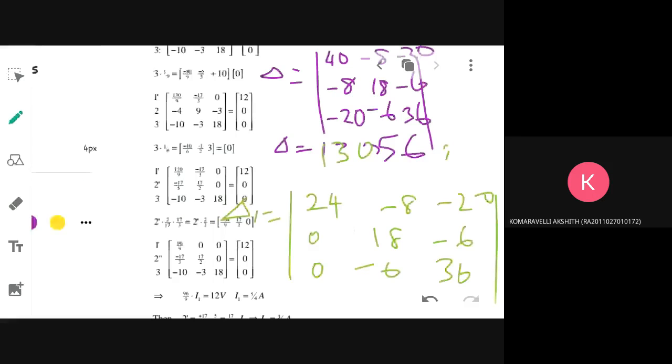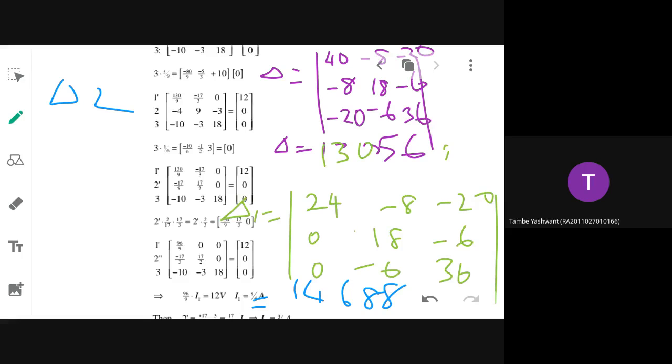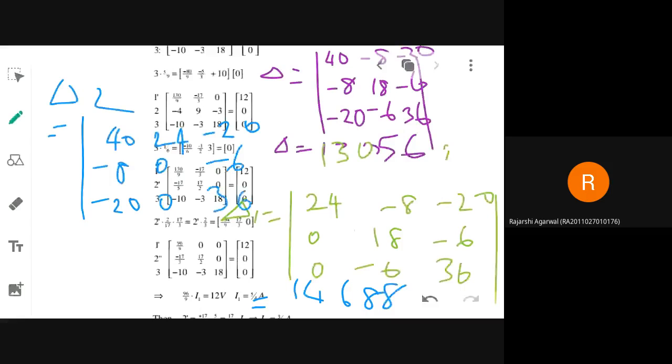Del 1 is 14,688. And del 2, second column replaced. The determinant is 13056. Okay, ma'am, I had done one mistake over here. Del 2 is 9792.